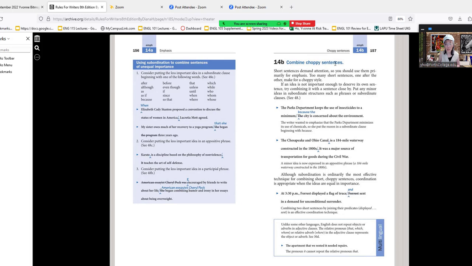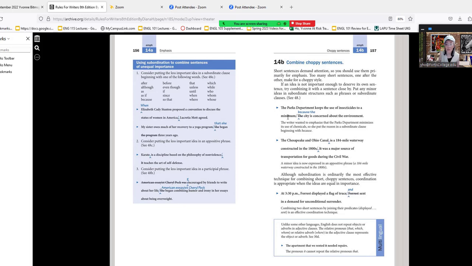So combine choppy sentences. Short sentences demand attention, so you should use them primarily for emphasis. Too many short sentences, one after the other, makes for a very choppy paper. If an idea is not important enough to deserve its own sentence, then try combining it with a sentence close by. Put the minor idea in a subordinate structure, such as phrases or subordinate clauses, and then put the important idea in the independent clause.